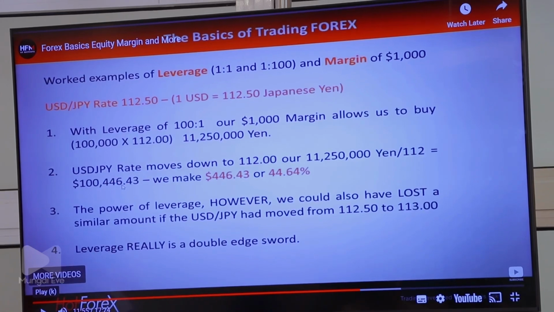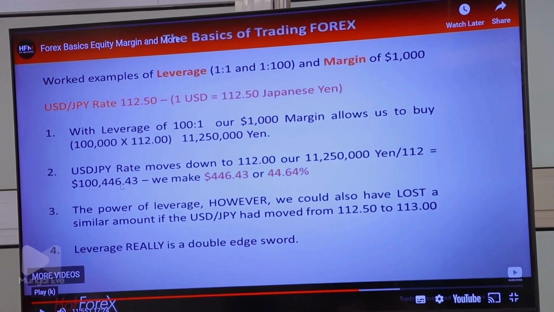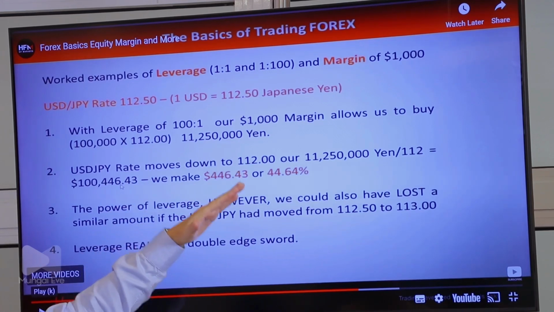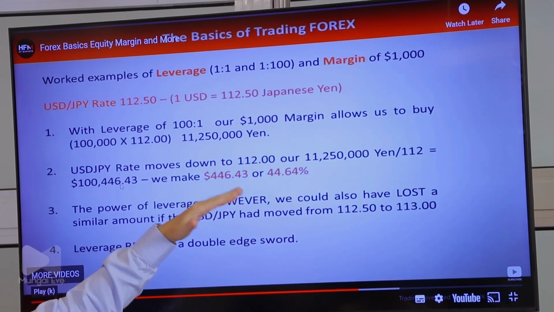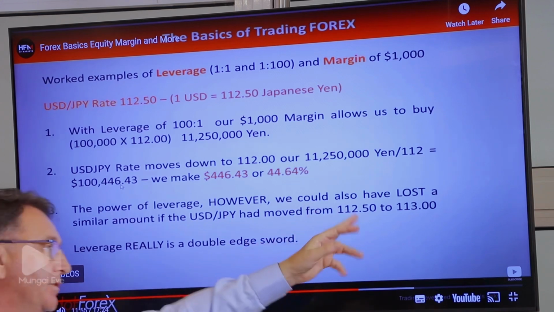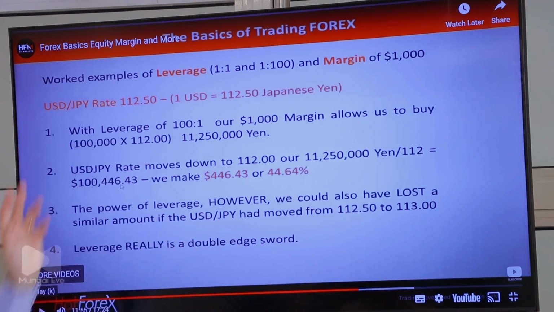That's a massive return, isn't it? And that's the power of leverage. Again, sounds fantastic when you're winning. You've won 46% of your account in one trade moving in your direction. This is the key one, though. The power of leverage. However, it could also have lost you a similar amount. It can go against you just as aggressively. And this is 1-to-100 on a $1,000. So if we'd moved the same distance negatively, we'd have lost the same amount.